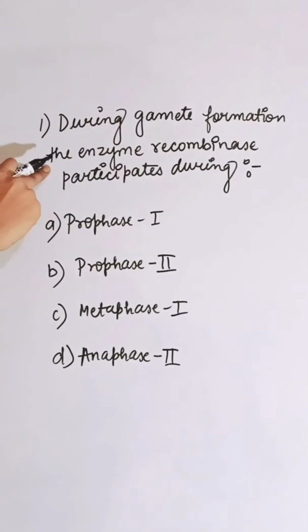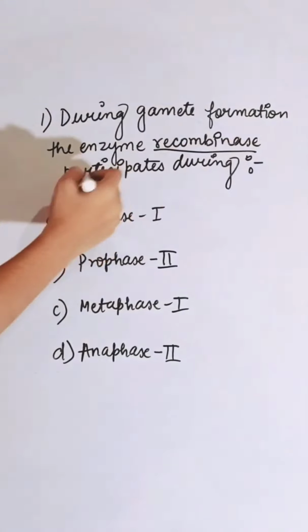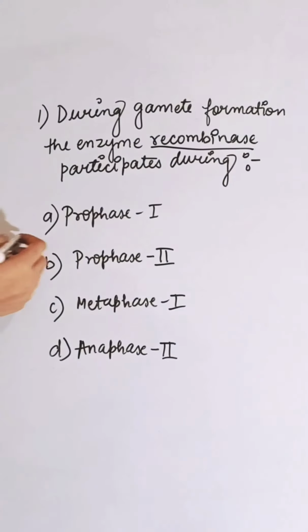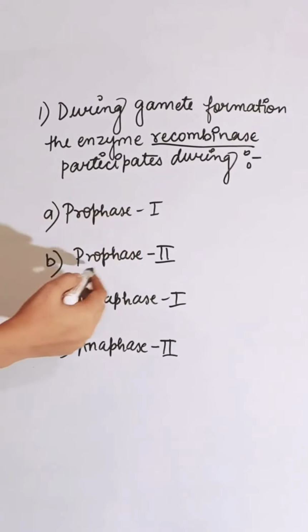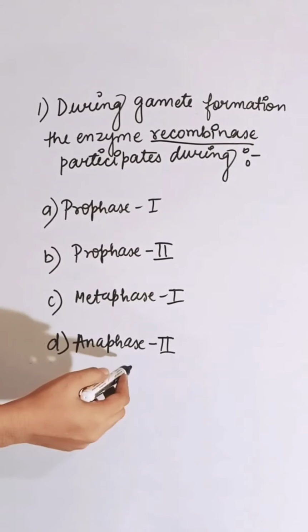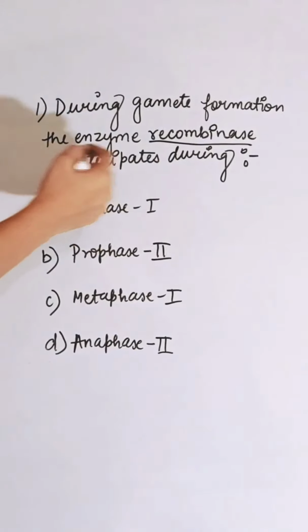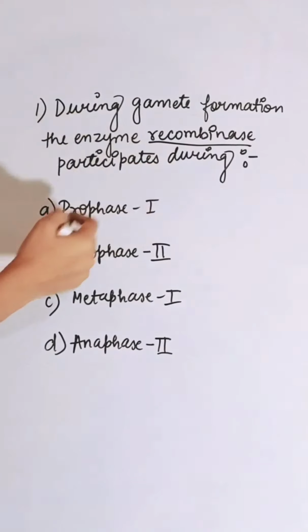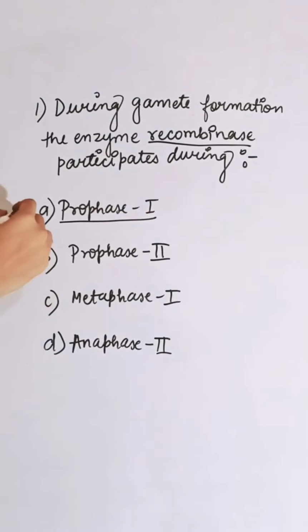During gamete formation, the enzyme recombinase participates during: first option prophase 1, second is prophase 2, third is metaphase 1, and fourth is anaphase 1. During gamete formation, the enzyme recombinase participates during prophase 1. So the correct answer is A.